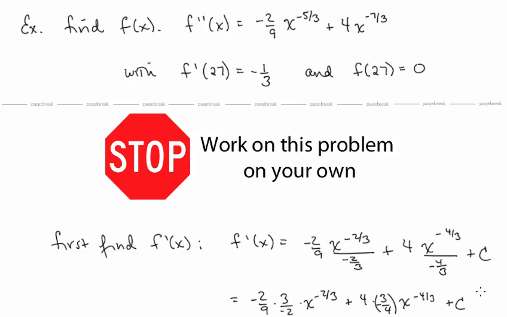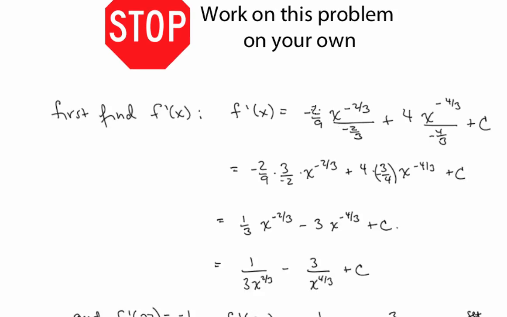So first let's simplify here. This is a -2/9 multiplied by a -3/2. And this is a 4 multiplied by a -3/4. And so we're here. We have 1/3 x to the -2/3 minus 3x to the -4/3 plus c. And so writing that without negative exponents, we're here.